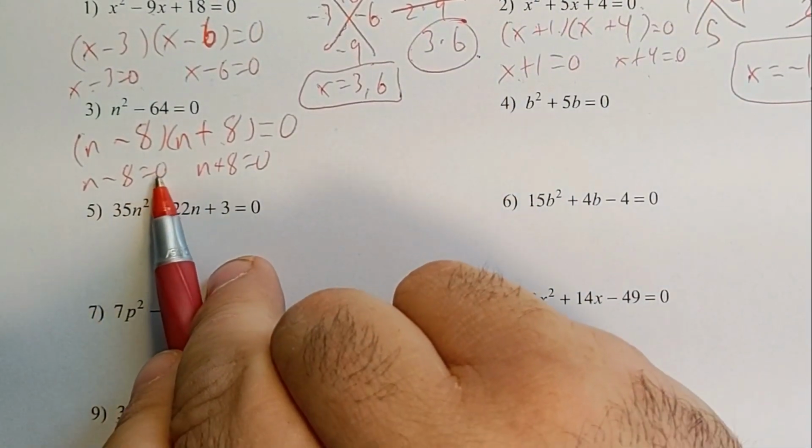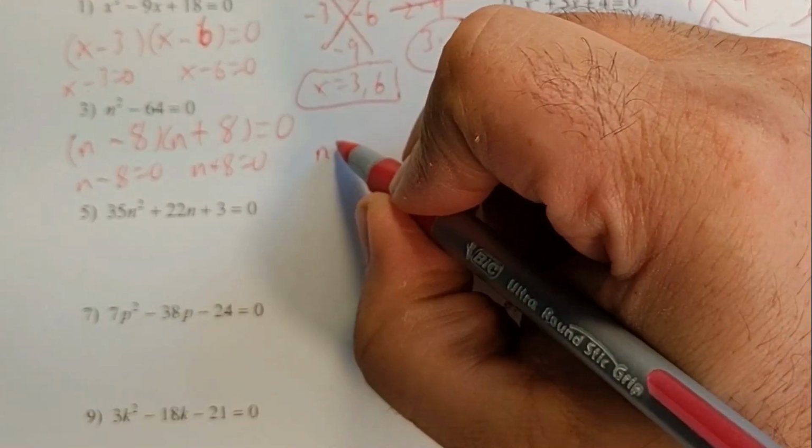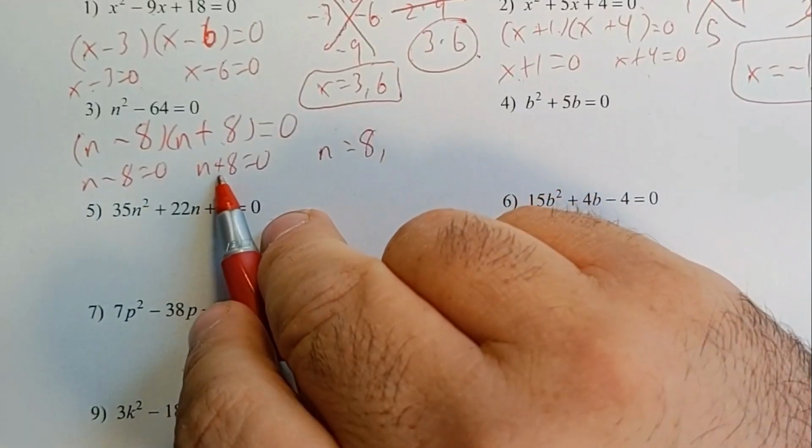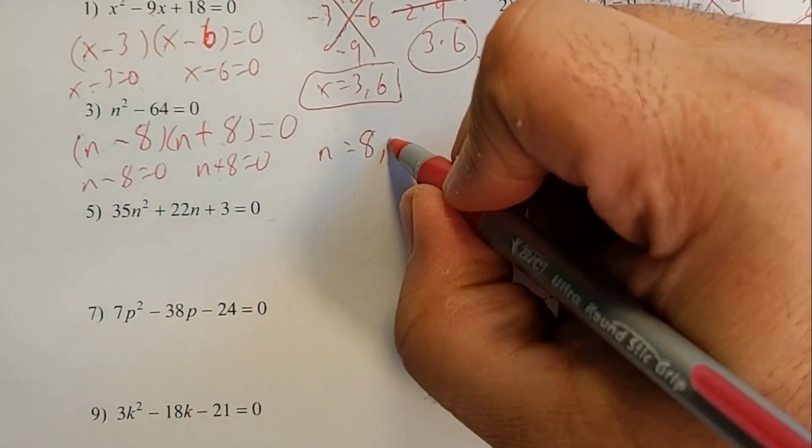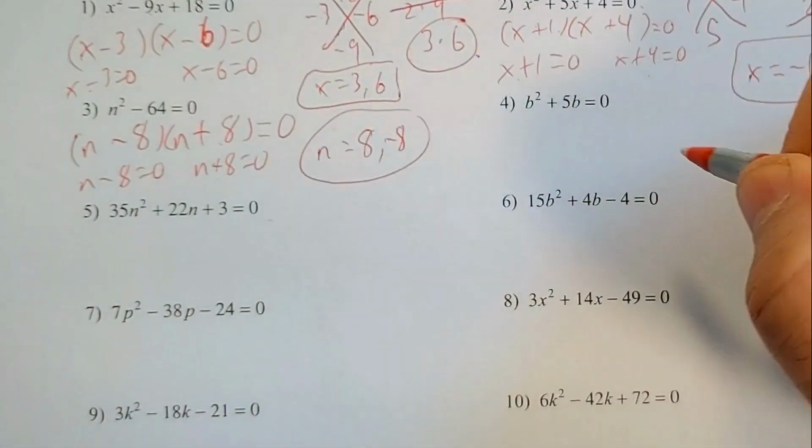Over here, if we add 8 to both sides to get n by itself, we find out we get 8. And if we subtract 8 to move this one over, we're going to get negative 8. And those would be your two answers.